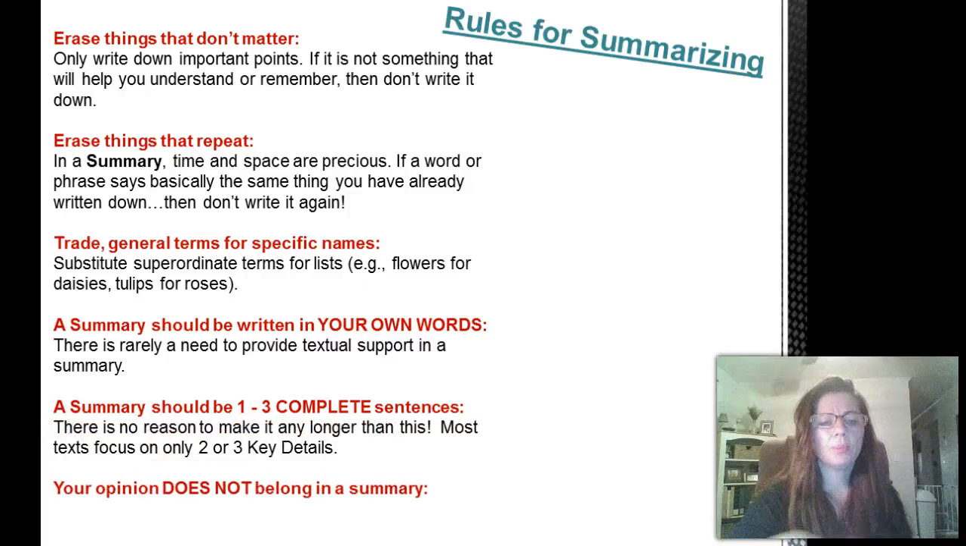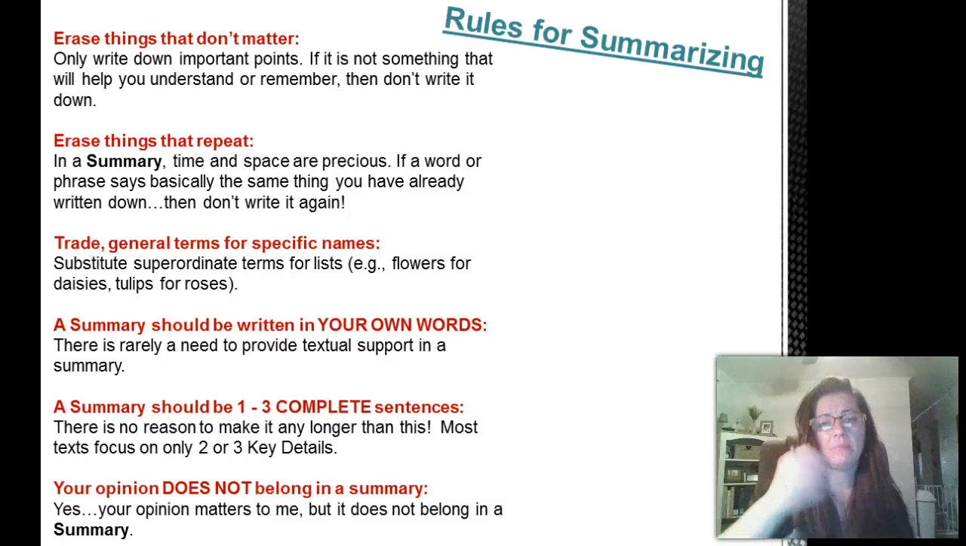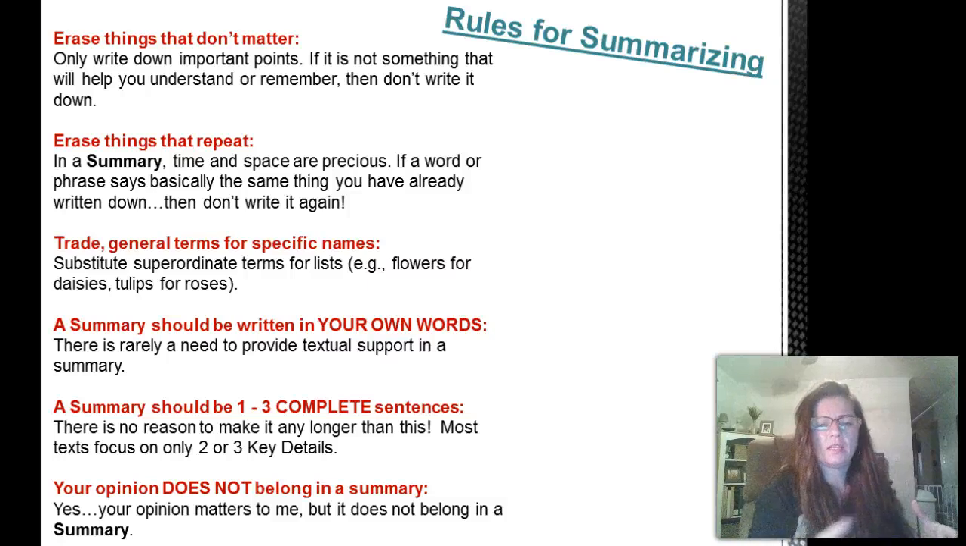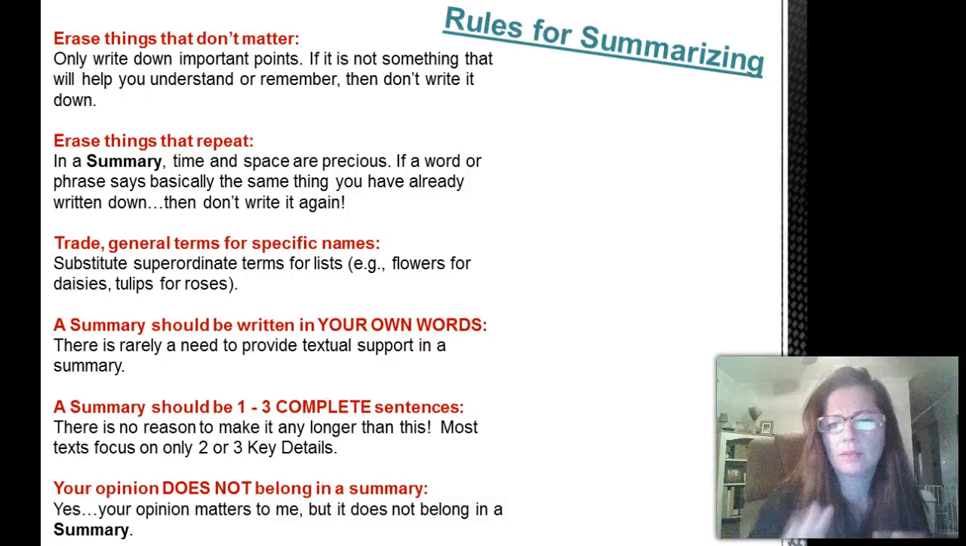And finally, your opinion does not belong in a summary, so please keep it out of the summary. It matters to me. I care about your opinion, but it does not belong in a summary. Those last 2 points, very important. Y'all keep daring me to be mean to you or something because you keep doing these things to me. You keep handing in things that are like 1 or 2 words. That's not for 10th grade English. You don't do that anymore.